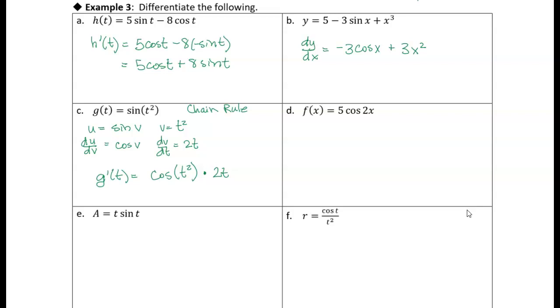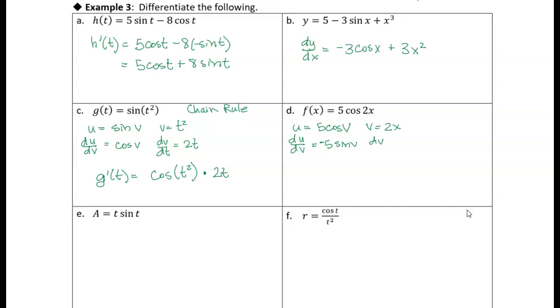All right, let's do another one. Here again, we're going to have to use the chain rule. We also have a constant multiplier. So, if I do this the slow way and break it down for you, u is equal to 5 cosine of v. That's the outside function, where v is equal to 2x. Then the derivative of the outside function is just going to be 5 times the negative sine. I'm going to put the negative out here. So it's negative 5 sine of v.